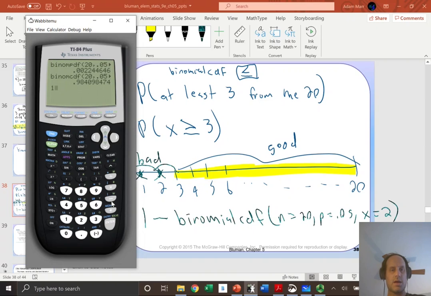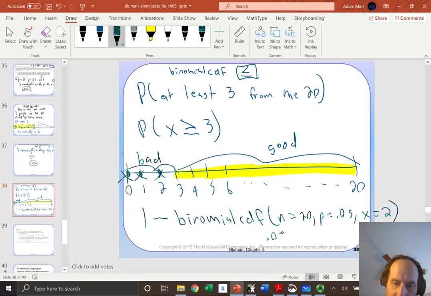I'll say 1 minus. I press second distribution, and I go up here. I'm going to say binomial CDF. N is 20, p is 0.05, and the x value, I'm changing that to 2, right? Let's enter. I have the 1 minus, so we're good. So our answer is 0.075. So the probability of there being at least 3 people who are afraid to be alone at night from the sample of 20 is 0.075, okay? A relatively small probability, only about 7%.